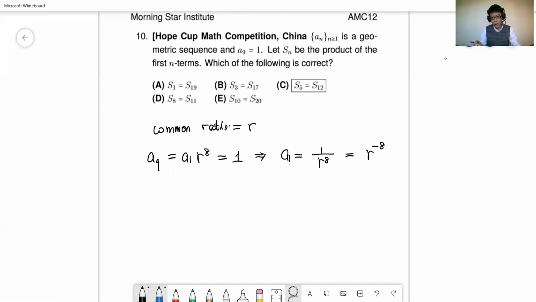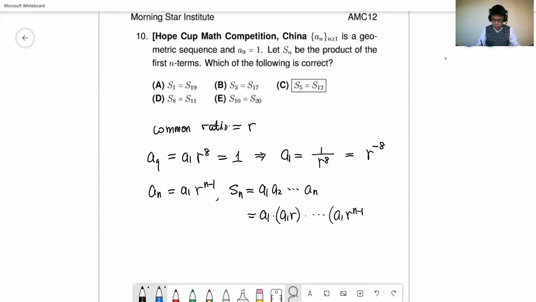And for general An, this equals A1 R^(n-1). Let's express Sn in terms of A1 and R. Sn is the product of A1, A2 up to An, and this equals A1 times A1R, this is A2, and so on up to A1 R^(n-1). So there are n terms. We have A1 to the nth power and R with exponents from 1 to n minus 1. It's easy to see this equals A1^n R^(n(n-1)/2).